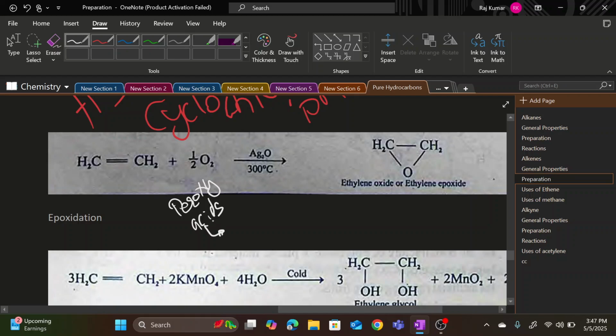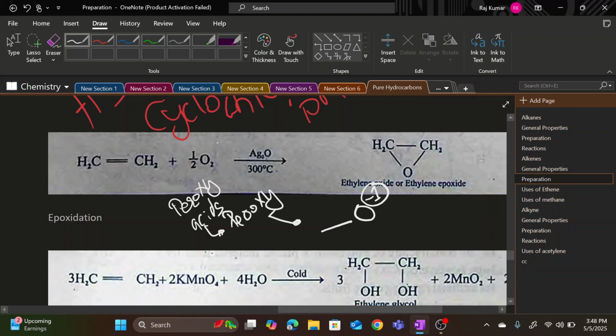Peroxy acid involves examples like peroxyacetic acid and peroxybenzoic acid, those acids which have the peroxy group. Peroxy group is basically simply an oxygen atom in which the valency of the oxygen atom is -1. So this is a peroxy group, and that peroxy group is very unstable.